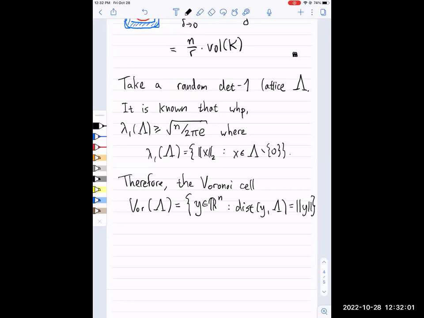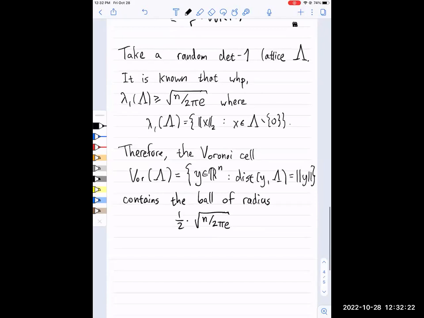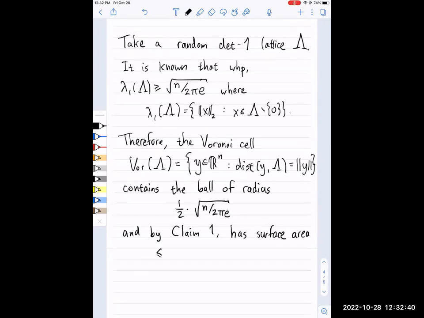So if you take this Voronoi cell, it contains the ball of radius that's half of what I have there, so half times square root of n over 2 pi e. It's really by definition, because any points in this radius must be closest to the origin. And now we're happy because we have a big ball inside that tiling body. And by claim 1, it has surface area which is at most 2 times square root of 2 pi e n.